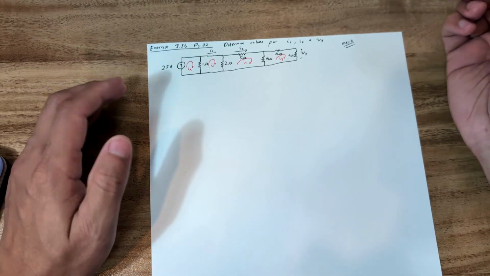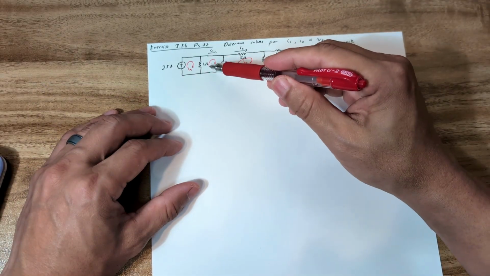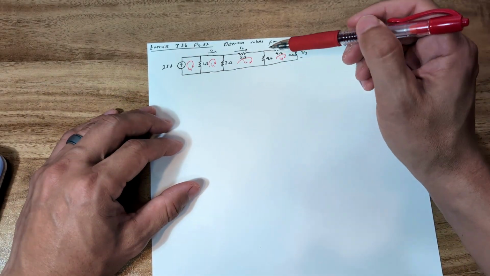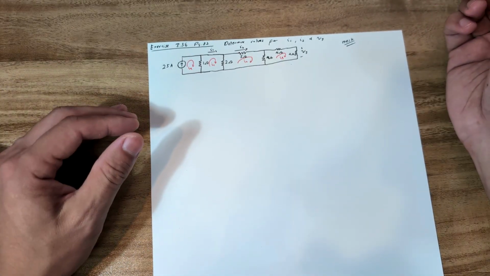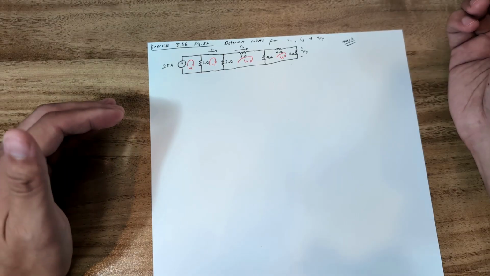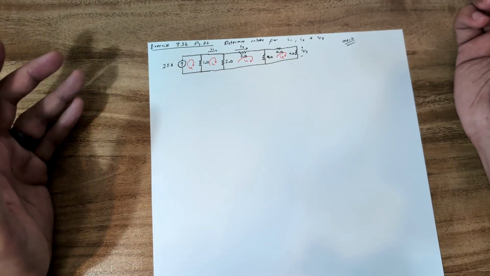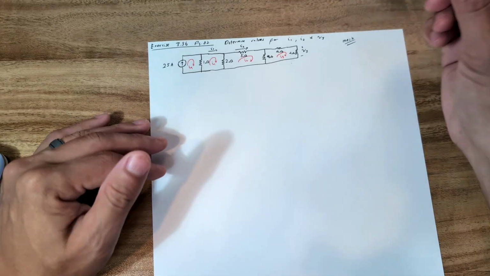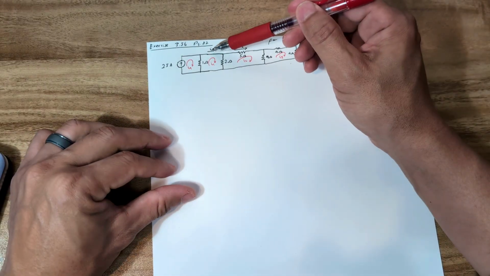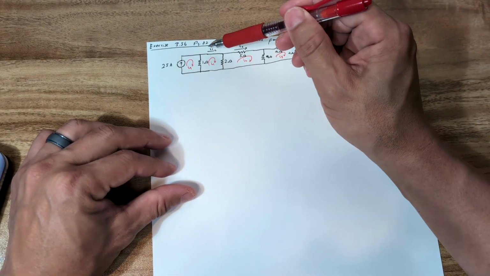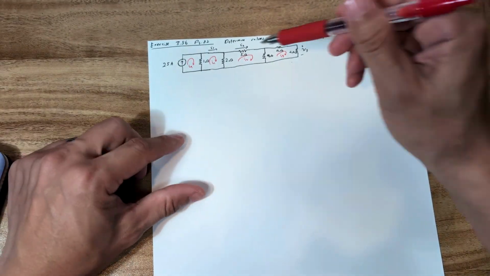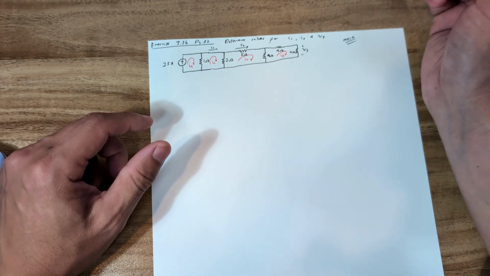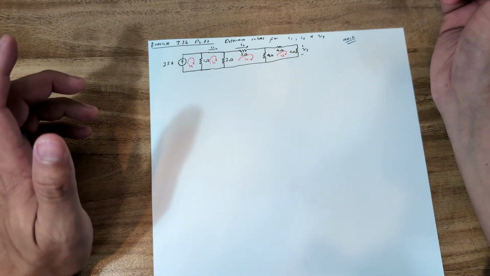Usually it's good to do your mesh currents clockwise. You could do it counterclockwise, but usually it's taught that you should do it clockwise, and that's what I'm used to. Also, because the branch currents for I1 and I2 are already going towards the right, I'm just going to define it as clockwise, and that's probably what I'm going to do all the time anyway.